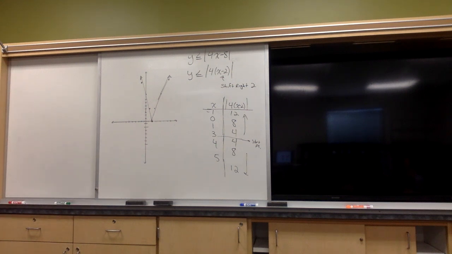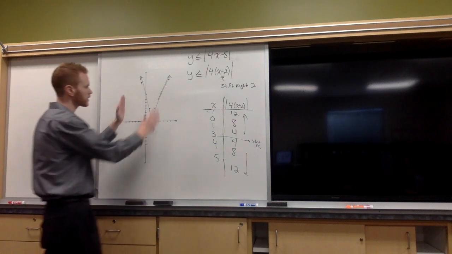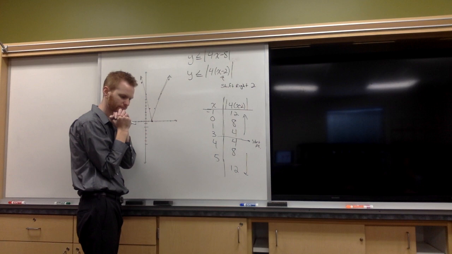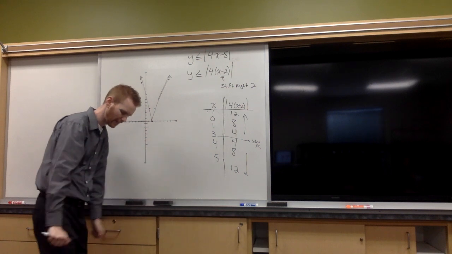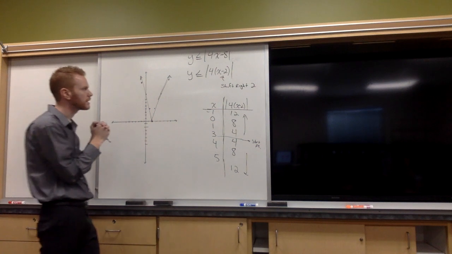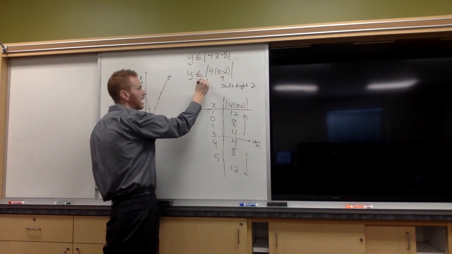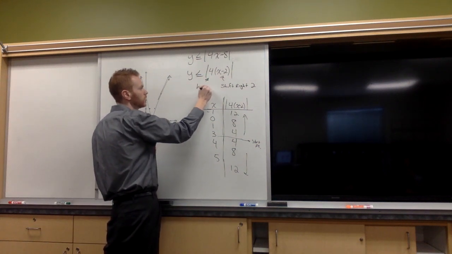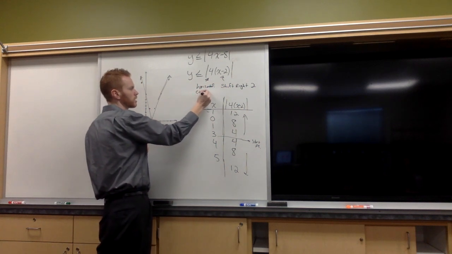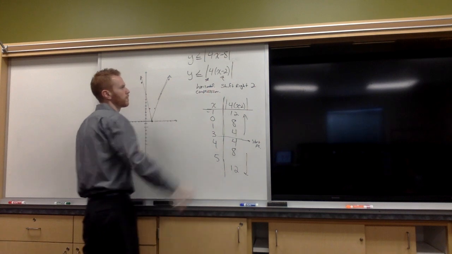What else could we talk about transformation-wise? See how this kind of went more, why can't I talk today? See how it got narrow? Because the value was inside, isn't that a horizontal dilation we're talking about? And it's going to be a horizontal compression, okay?